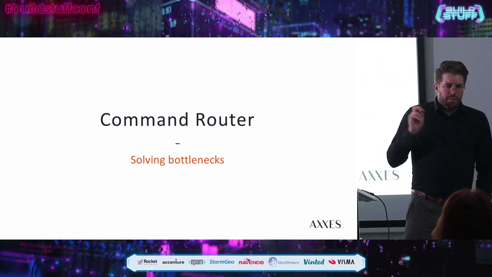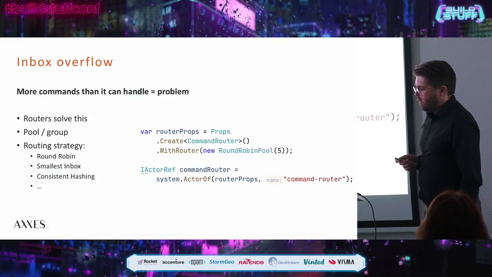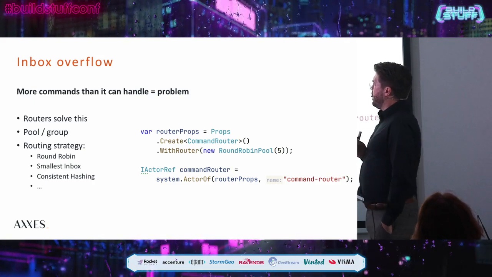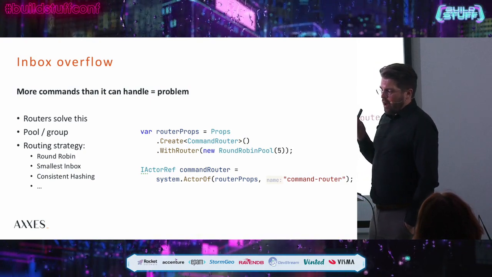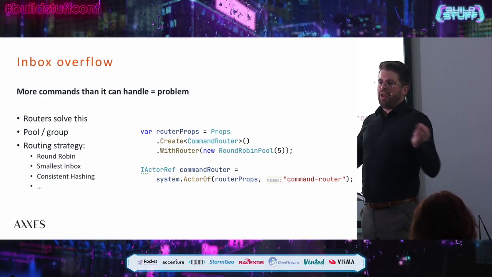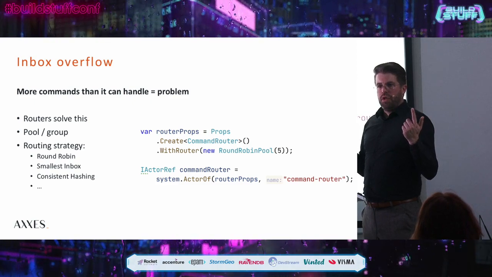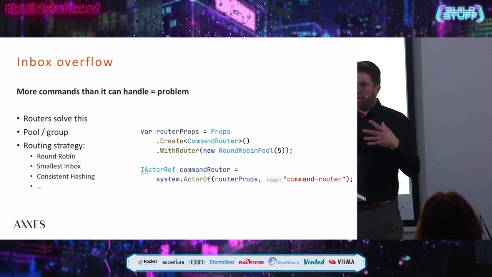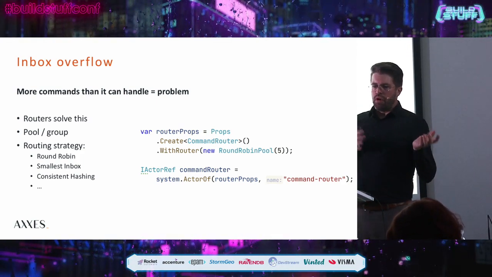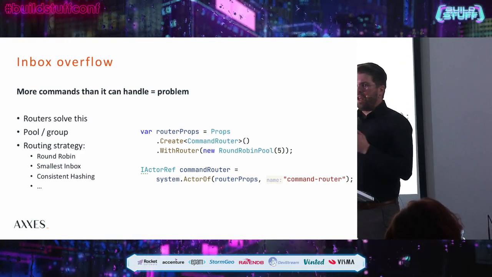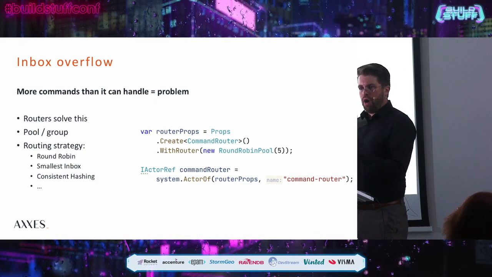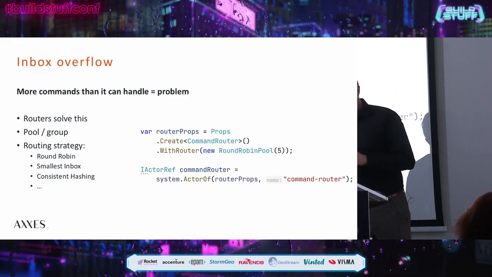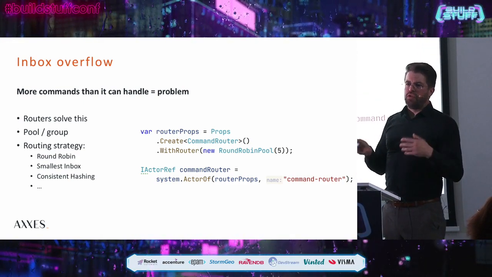Now I told you that the command router might become a bottleneck, and the way that we deal with that is with routing groups. Routers are actors that are actually more actors acting upon a single inbox. So it's one inbox, multiple actor instances, and you can either create them yourselves, and then you're talking about a routing group, or you can have the router create its own routees, then you're talking about the pool. It's more of a technicality, and you can use a whole bunch of routing strategies.